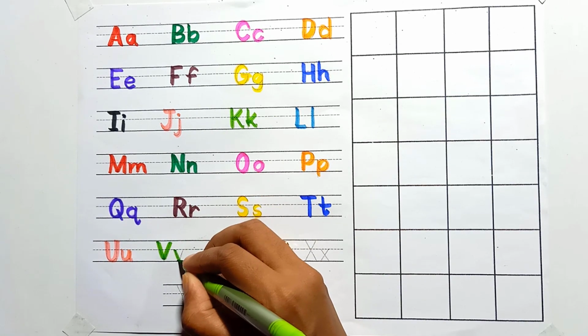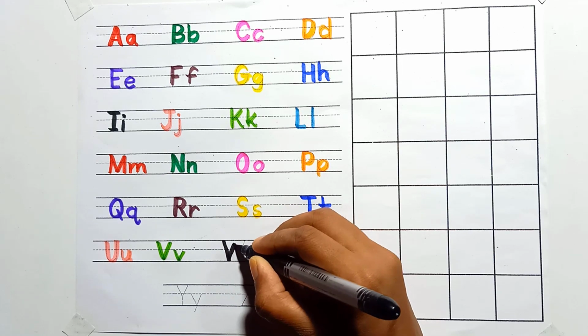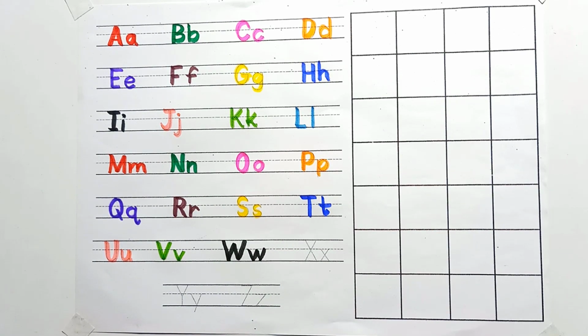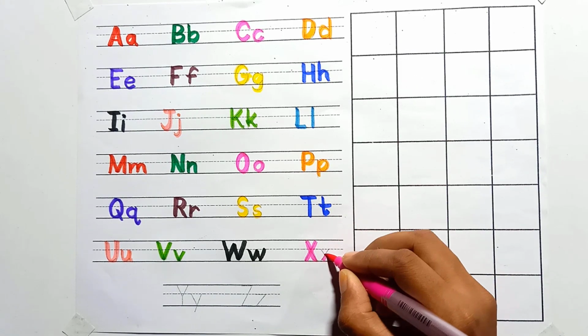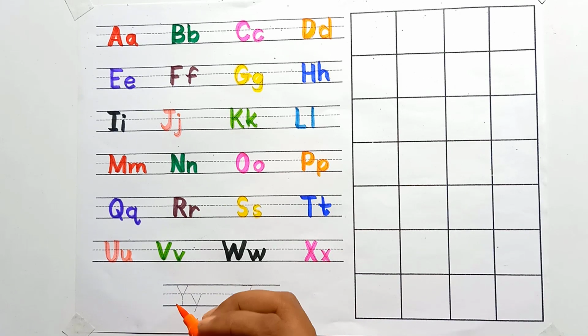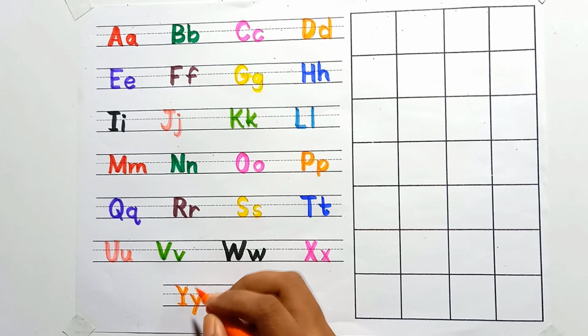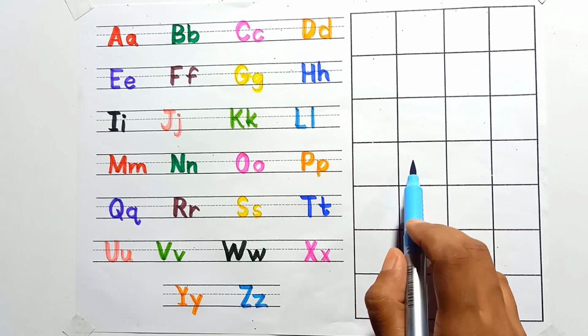Write with me uppercase letter V and lowercase letter V. Write with me uppercase letter W and lowercase letter W. Write with me uppercase letter X and lowercase letter X. Write with me uppercase letter Y and lowercase letter Y. Write with me uppercase letter G and lowercase letter G.